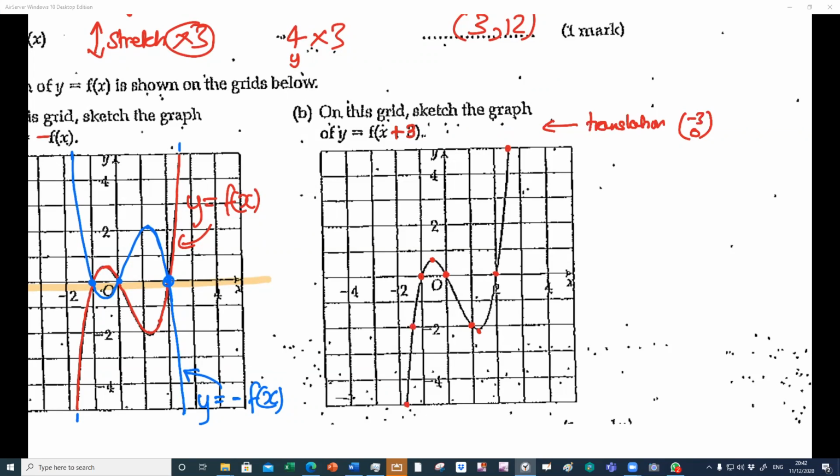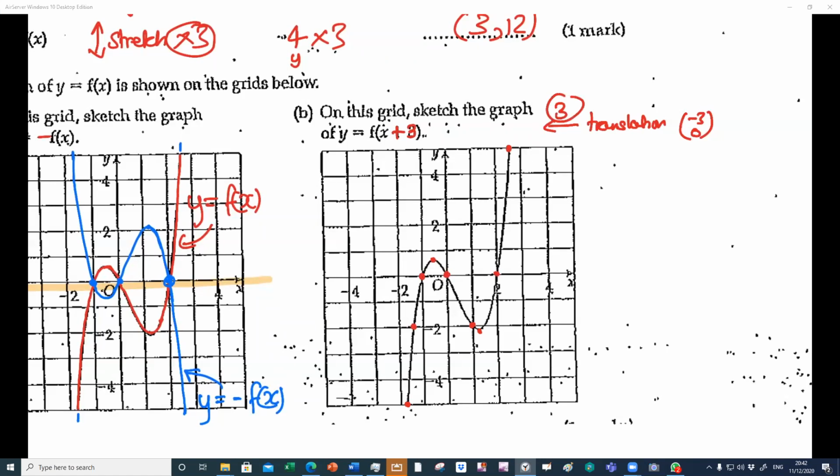So when you do this in exam, do it like this. Everything we need to move it. So if you look at your horizontal scale, each box represents 1. So if it says +3, we have to go back by 3 to the left-hand side. So we're going left 3. Let's grab and count 3s, please.